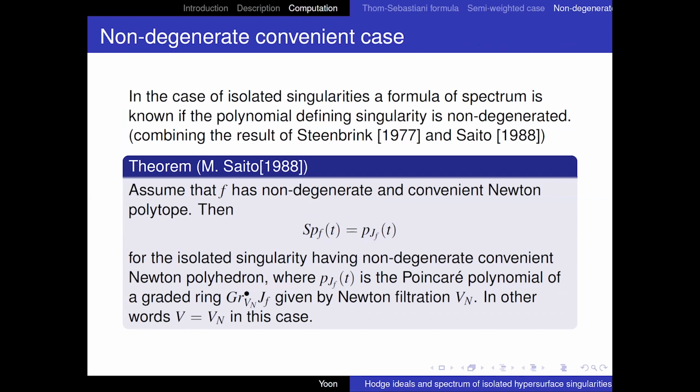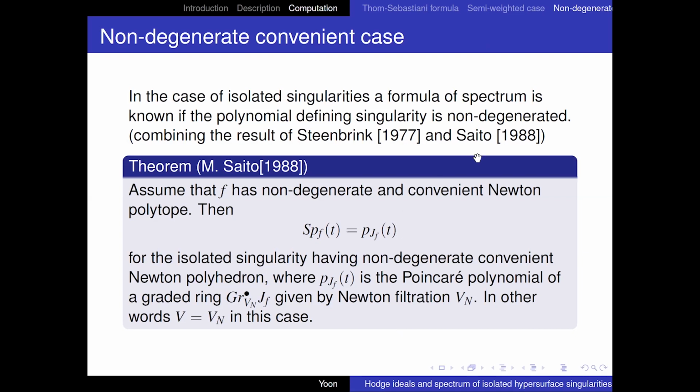All right. For the non-degenerate convenient case, you have a formula by Steenbrink and Saito.